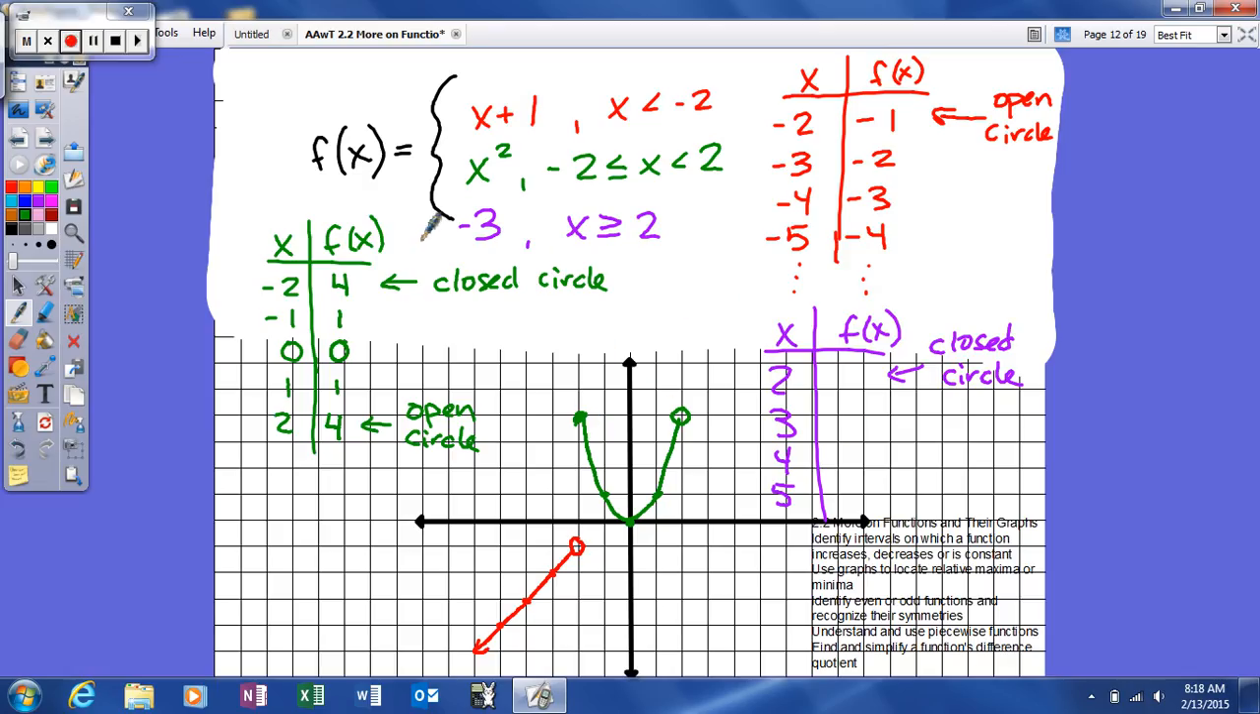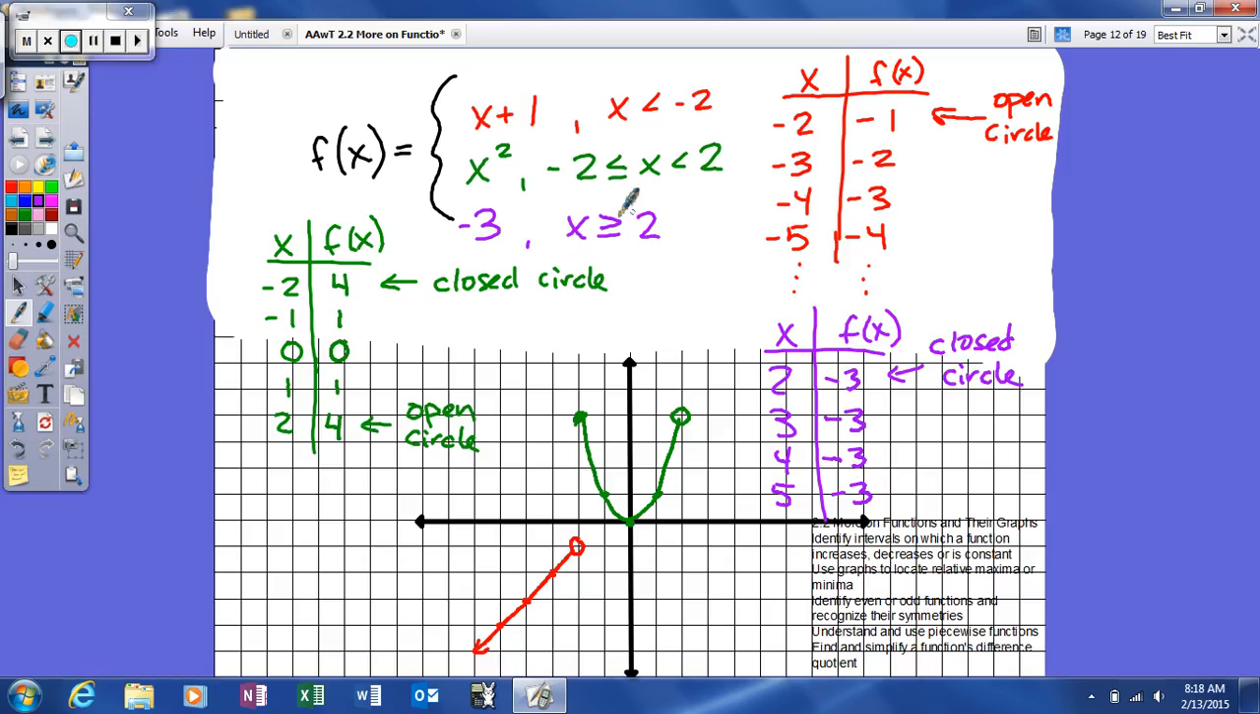And then lastly, we're going to graph this last part. This last part is actually a constant function. No matter what x is, we'll get a y value of negative 3. So this will be negative 3, this will be negative 3, this will be negative 3, and this will be negative 3. Anytime you have a constant function, that's what's going to happen.